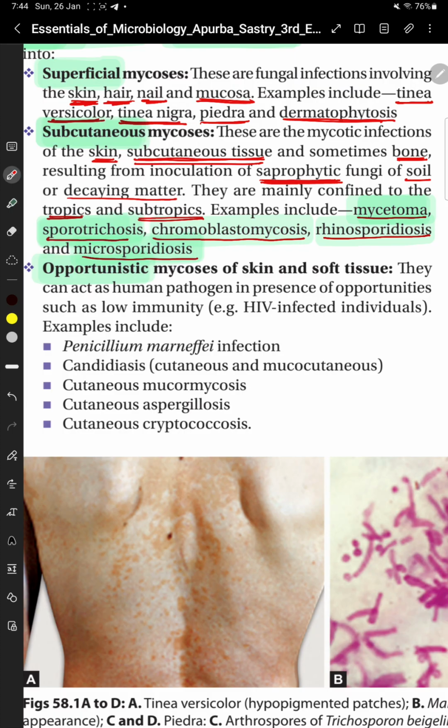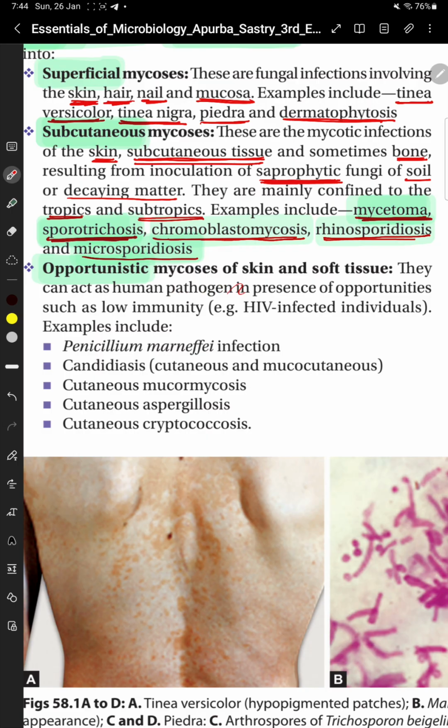Examples of subcutaneous mycosis: mycetoma, sporotrichosis, chromoblastomycosis, rhinosporidiosis, and microsporidiosis.